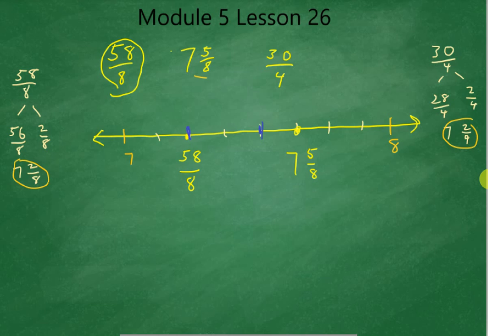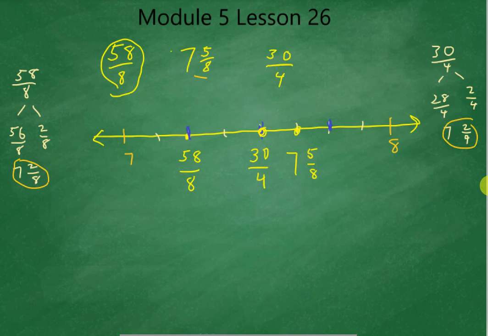Okay, 1, 2, 1. Oh wait, 1, 2, 1, 2. That's a half. Okay, so 7 2/4. Okay, so 1/4, 2/4. So 7 2/4, the same thing as 7 1/2. 7 2/4 is the same thing as 7 1/2. All right. So we'll go ahead and put that here. 1/4, 2/4. So our 34ths would go here.